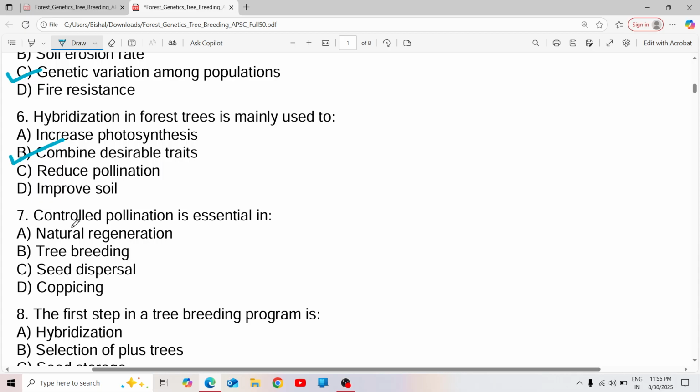Question number 7. Controlled pollination is essential in natural regeneration, tree breeding, seed dispersal, and coppicing. Controlled pollination is essential in tree breeding. That is the correct answer.